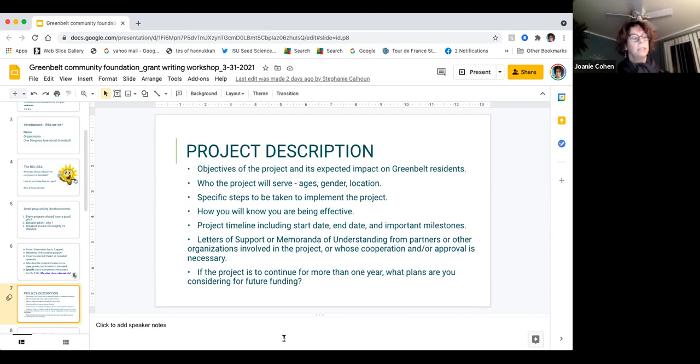So if it's some sort of production that's going to have a theater piece produced, we need to know that in the timeline for a couple of reasons.